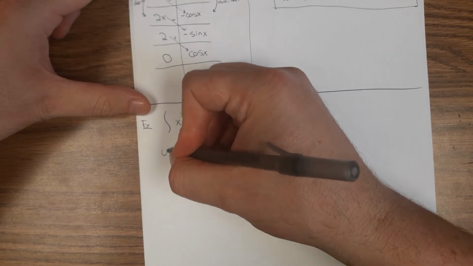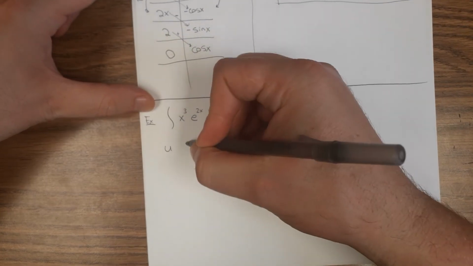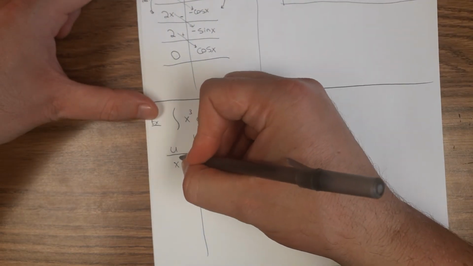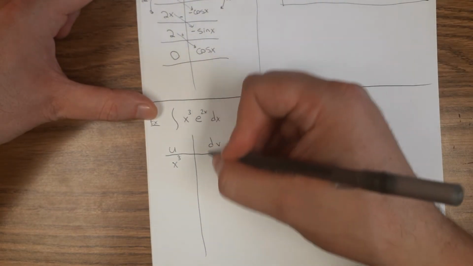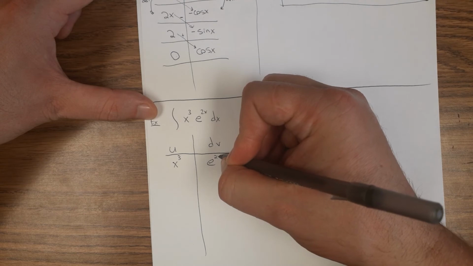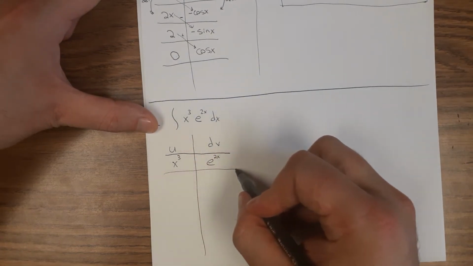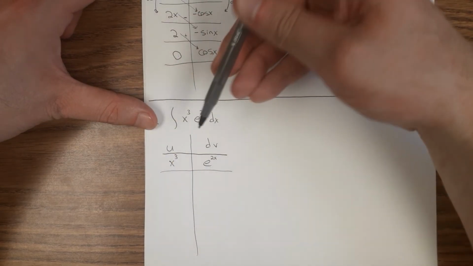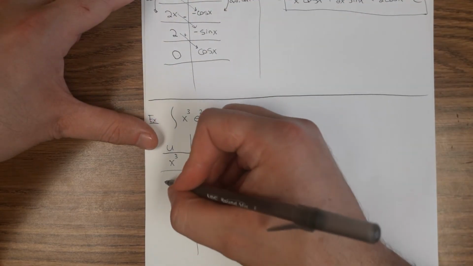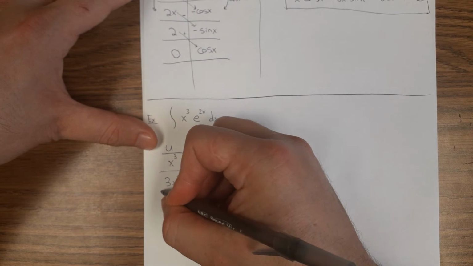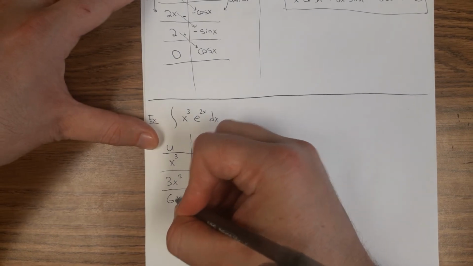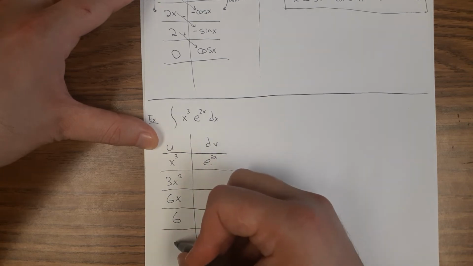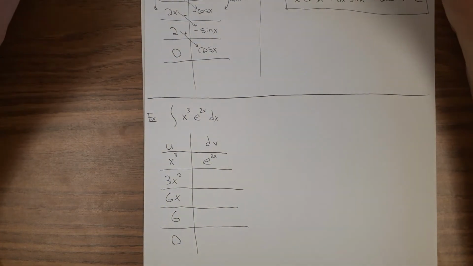Basically, I'm going to put the power of x here. I'm going to put this here. And then I'm going to fill out the rest of this column. And on this column, I'm doing derivatives. So 3x squared, 6x, just 6, and then 0, and I stop.